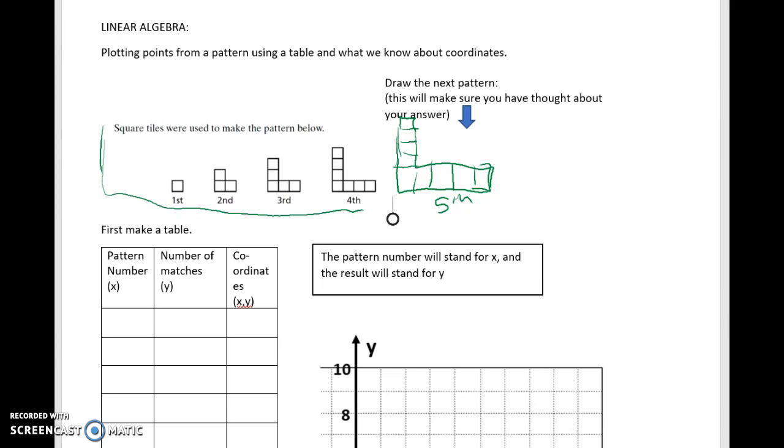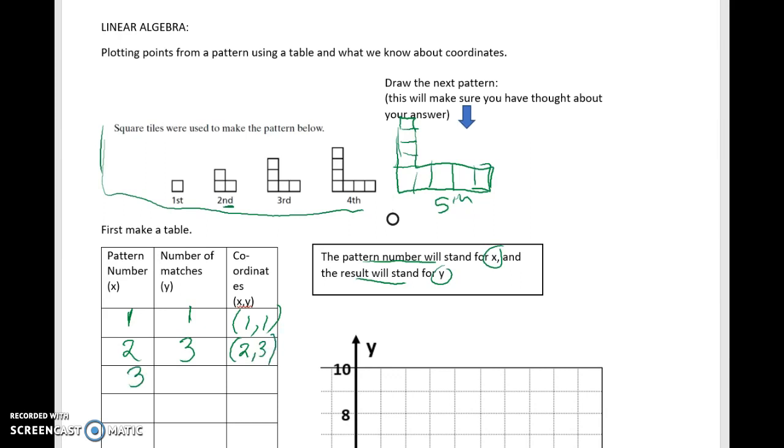So what we're going to say is the pattern number will stand for X and the result will stand for Y. So our first pattern number, 1, X is 1, we have 1 square, and the coordinates are then X is 1 and Y is 1. In our second pattern, we've got 1, 2, 3 squares, so our coordinates are going to be 2, 3.